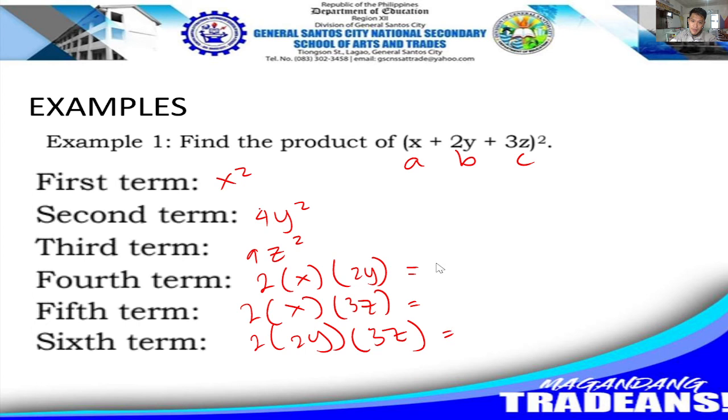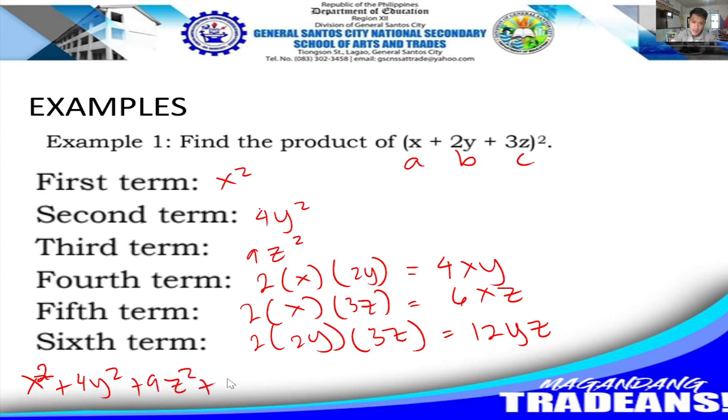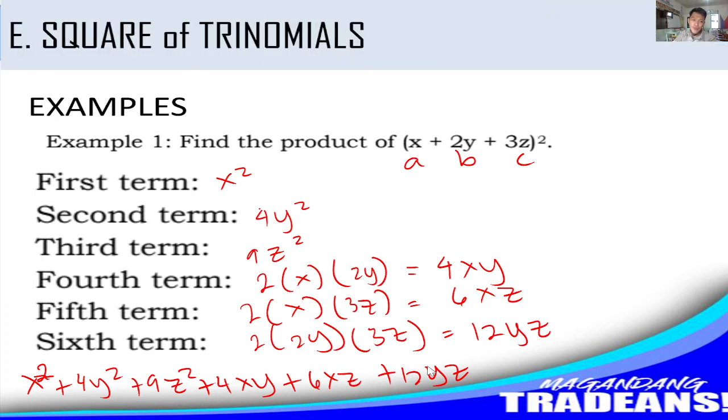So we have 2 times 2, yung number lang muna i-multiply, 4xy. Next, 2 times 3, that is 6xz. Then 2 times 2 is 4 times 3, that is 12yz. Okay, so gawin na natin siya. We have x squared plus 4y squared plus 9z squared plus 4xy plus 6xz plus 12yz. Okay, that is how easy to solve for the square of a trinomial.